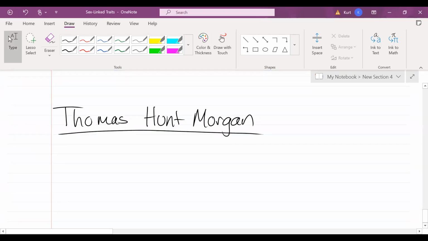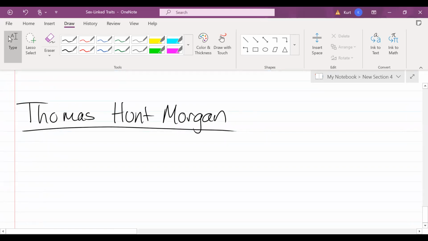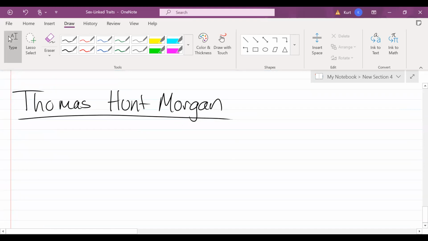So we don't often think of Thomas Hunt Morgan when it comes to genetics, but he was a huge contributor to it. We think of Gregor Mendel. But there were other people besides Mendel that worked with genetics. He wasn't the only guy on the face of the earth to actually work with the idea of humans and other creatures passing on their genes from one generation to another. But Gregor Mendel used pea plants for his experiments.